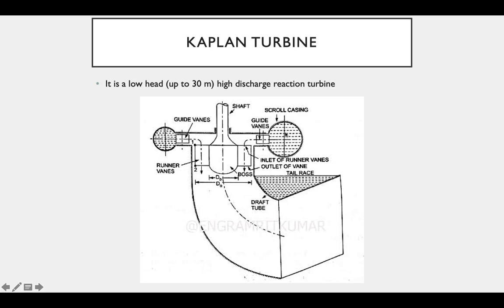Here water comes from the penstock to the scroll casing. From the scroll casing it passes through the guide vanes, which guide the water to the runner. In the runner there is simultaneous utilization of pressure and kinetic energy, due to which a reactive force is exerted and the runner vanes rotate.